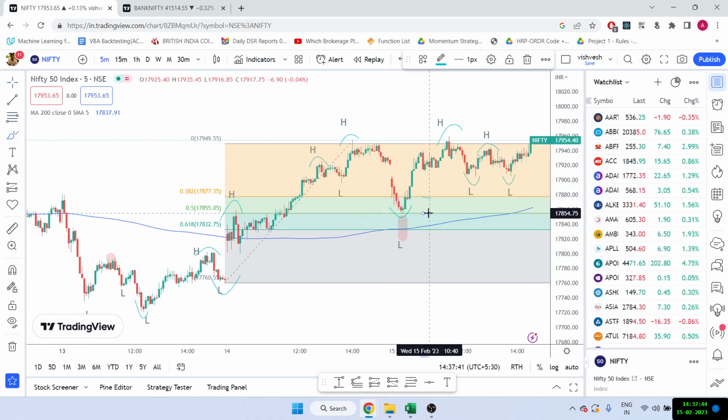So this is a good entry. And when are we going to take an entry? When we find either this high is broken, so we can take an entry at the high of this candle. This can be a buying entry, or we can take the entry when we find another green candle, at the closing price. So either way we can take an entry.